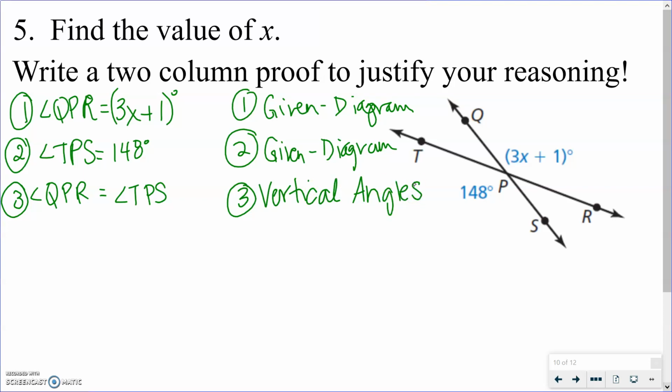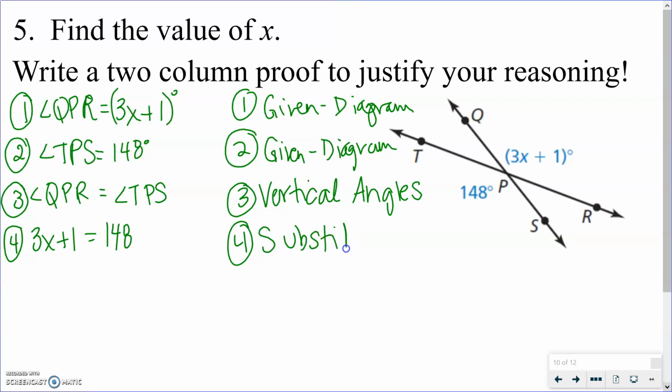Okay, well, now I know what QPR and TPS are equal to, and I know they're equal to each other, so I can substitute both of those things into this equation. And I can say 3x plus 1 is equal to 148. And I substituted in both of those values. It is not the transitive property because they're not both equal to the exact same thing. We're substituting from two different equations and we're substituting them for two different things.